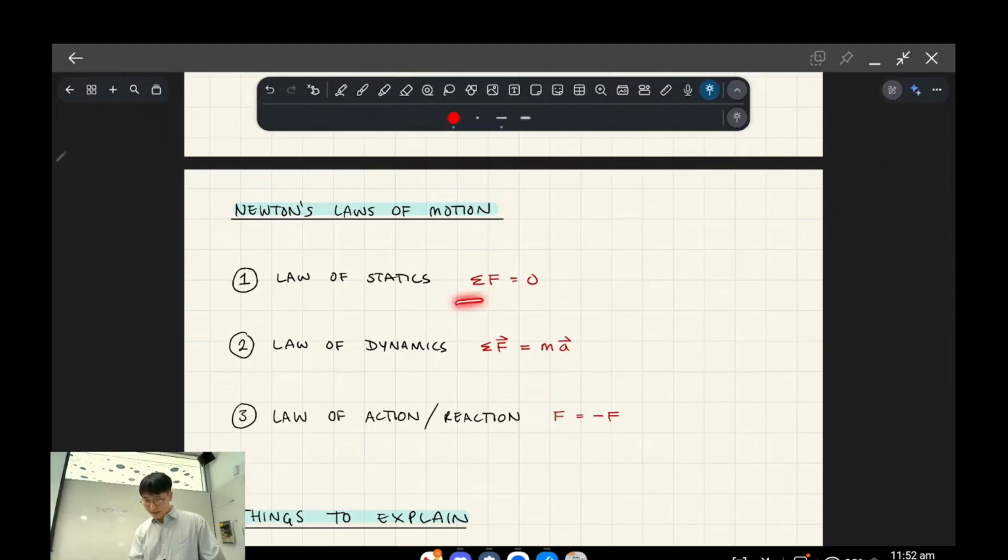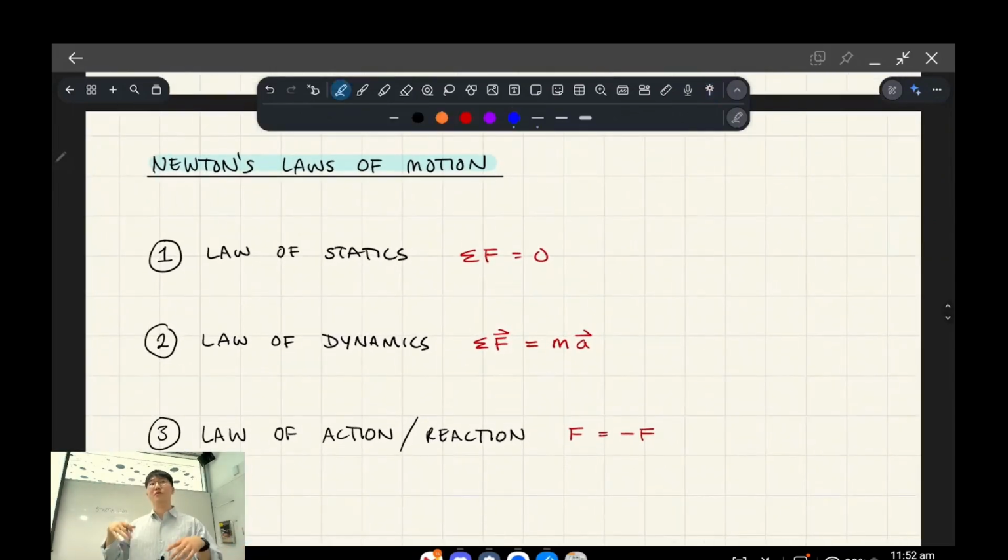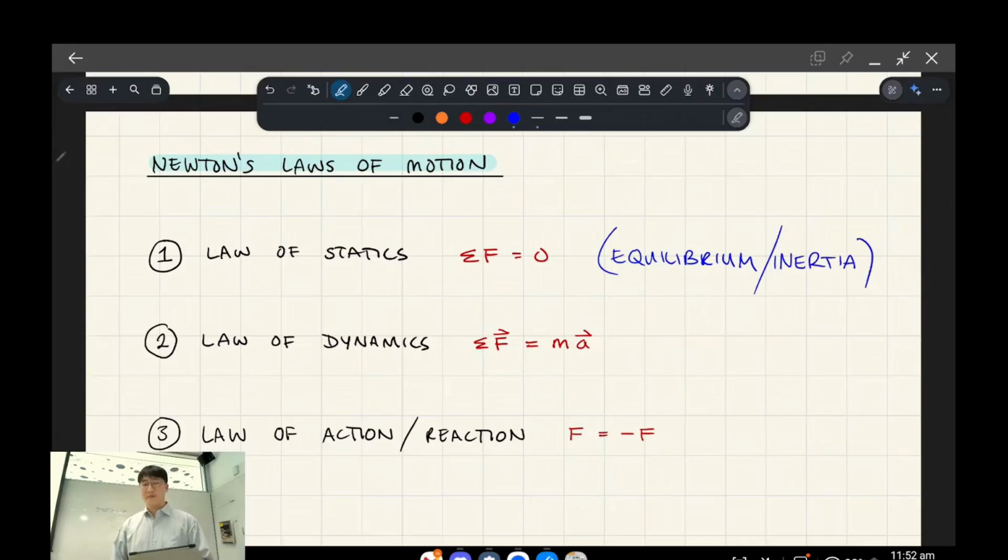So that's just saying that when you sum forces, they can be equal to 0. So we'll be talking about this and breaking this down a lot in this workshop. But you can think of this as the law of equilibrium. This is in the context of statics, or you can think of it in terms of inertia. So inertia would be more in the context of dynamics, okay?